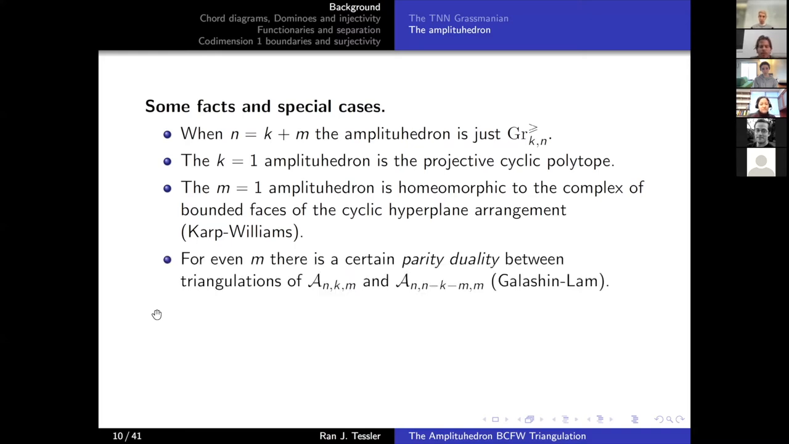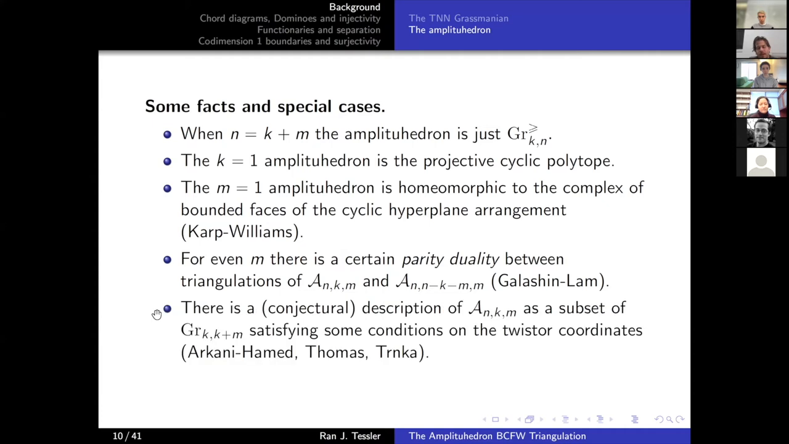Galashin and Lam proved a certain duality between triangulations of A_{n,k,m} and of A_{n,n-k-m,m}. And okay, another fact or conjecture that is not directly related maybe to triangulation is that while I described the amplituhedron as the image of some map, there are also at least conjectural, or in some cases proven, descriptions of it directly as a subspace of the ambient space of the Grassmannian Gr_{k,k+m}. So Arkani-Hamed, Thomas and Trnka gave such a conjectural description, which I know was proven for m=2, I think by Arkani-Hamed, Thomas, Trnka, and Parisi, Sherman-Bennett, Williams. I'm not sure about the m=1 case, but if I remember correctly, also in this case.